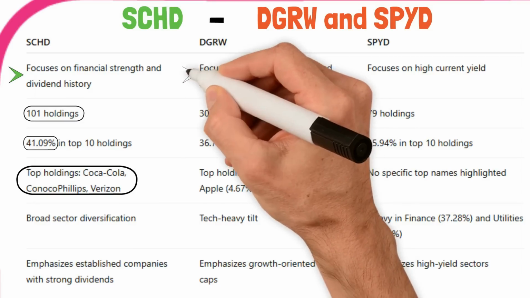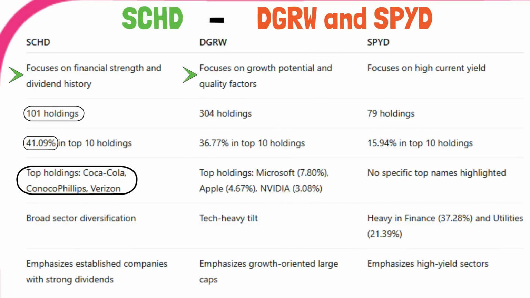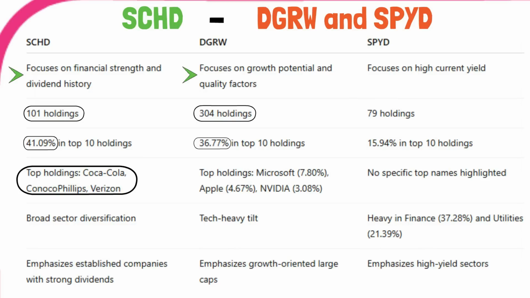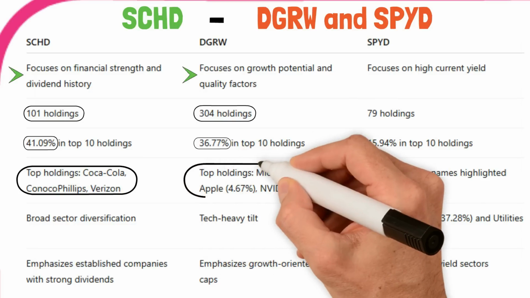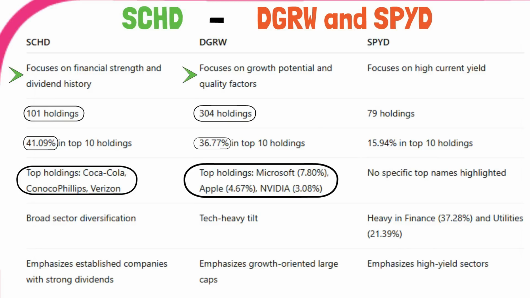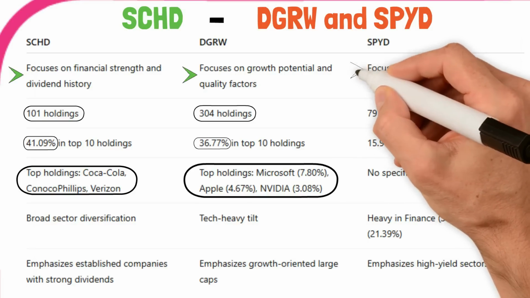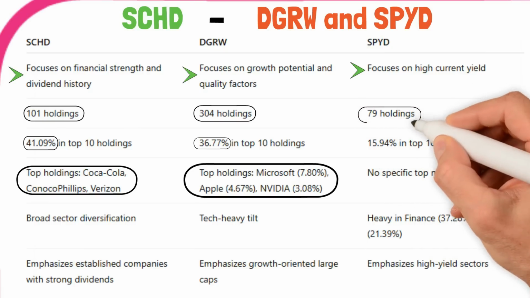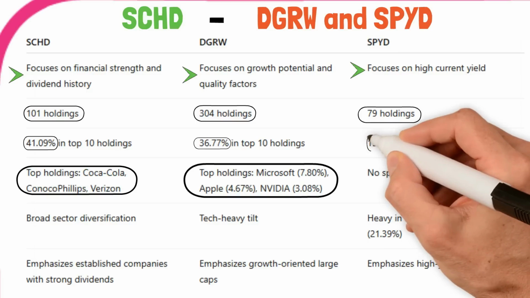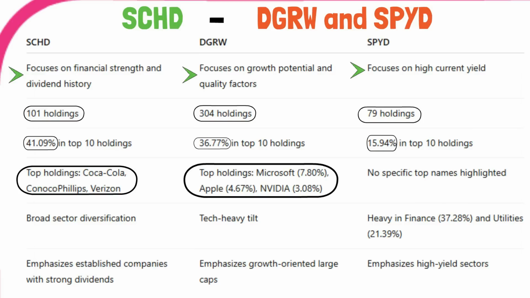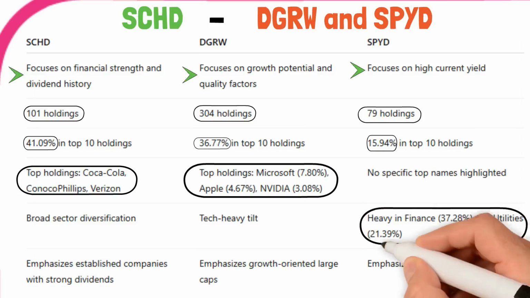DGRW takes a different approach, focusing on growth potential and quality factors. With 304 holdings and 36.77% in its top 10, DGRW includes more growth-oriented names like Microsoft, 7.80%, Apple, 4.67%, and Nvidia, 3.08%. These are stocks you won't find in SCHD. SPYD simply focuses on high current yield, with 79 holdings and just 15.94% in its top 10. Its sector allocation heavily favors finance, 37.28%, and utilities, 21.39%.